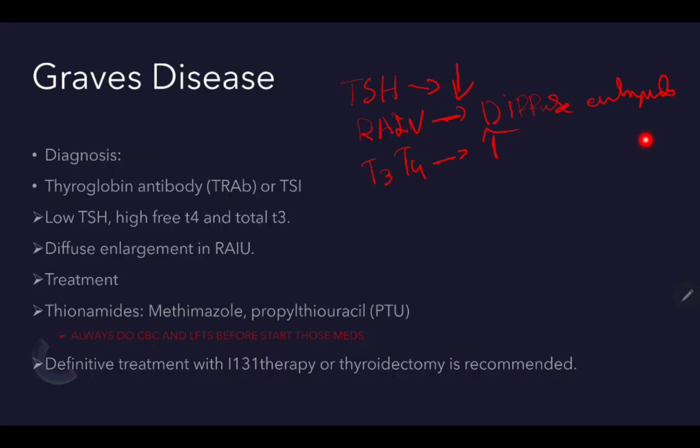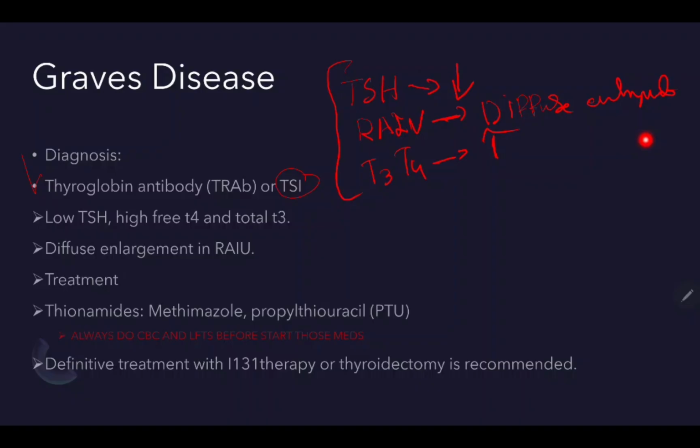Okay, our next step is ordering thyroglobulin antibody, and we just want to confirm our diagnosis. If we have those labs with symptoms of Graves plus the thyroglobulin antibody and TSI, which is thyroid stimulating immunoglobulin, here our diagnosis is confirmed.